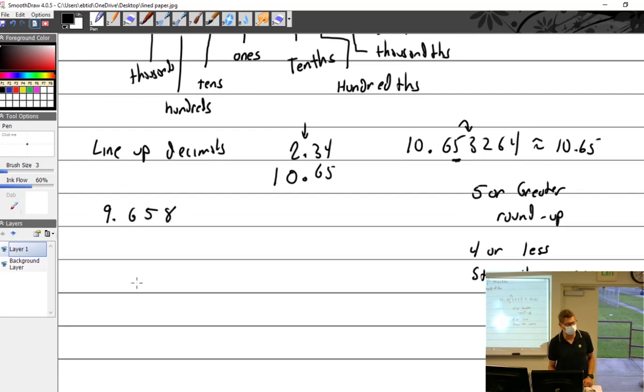If I had 9.658 and I said round to the nearest hundredths, that'd be this one, right? So it'd be 9.66. Okay, so we're good with that, right?